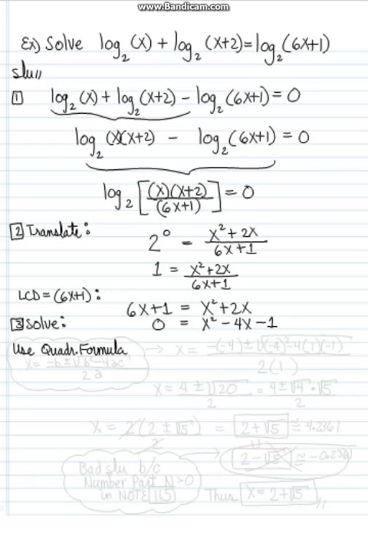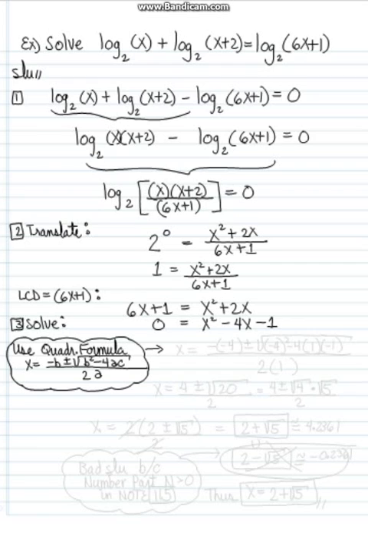So let's remember the quadratic formula. It's x equals negative b plus or minus the square root of b squared minus 4ac over 2 times a. Now, let's identify the a, b, and c. Okay, we've got x squared minus 4x minus 1. So it's ax squared plus bx plus c. So a is equal to 1, b is negative 4, and c is negative 1.